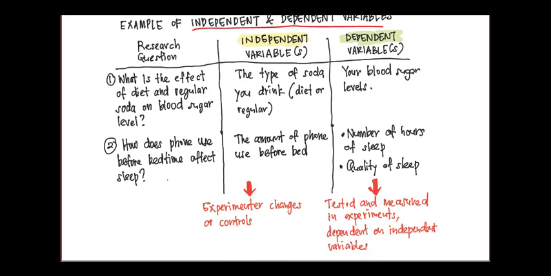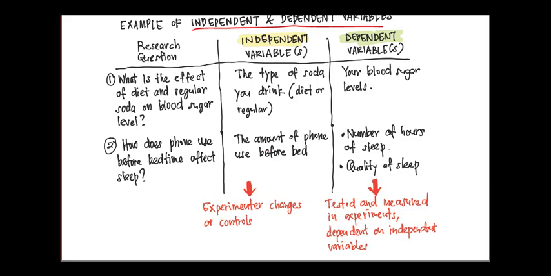The other example is, how does phone use before bedtime affect sleep? So in this other example, the amount of phone use before bed is our independent variable, or our factor, because it is under our control. We decide how long we use our phone before we go to bed. So this is a factor because we control it.